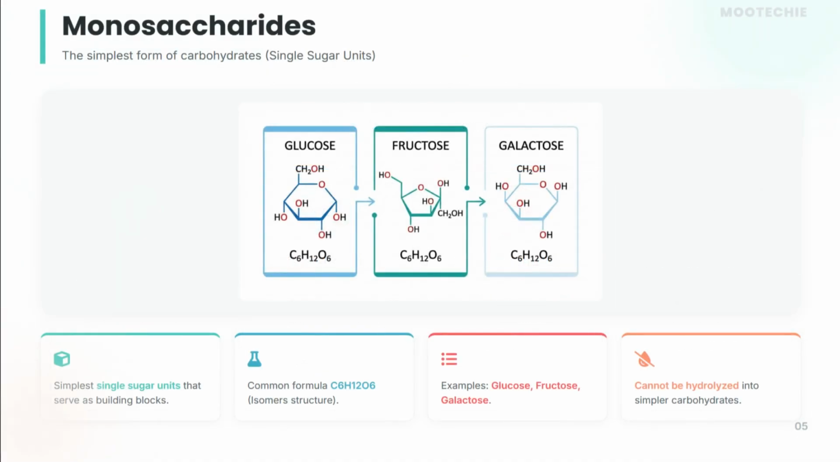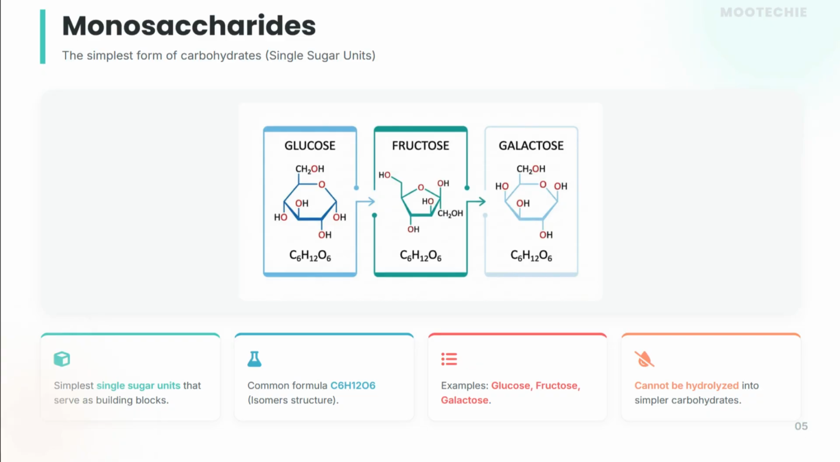Now let's explore monosaccharides in a bit more detail. These are the simplest form of carbohydrates, the single sugar units that serve as the building blocks for all other carbs. They have a common formula of C6H12O6, and molecules like glucose, fructose, and galactose are isomers, meaning they have the same formula but different structures.